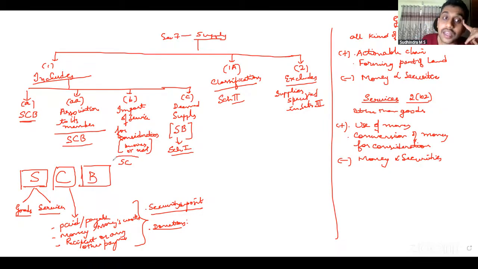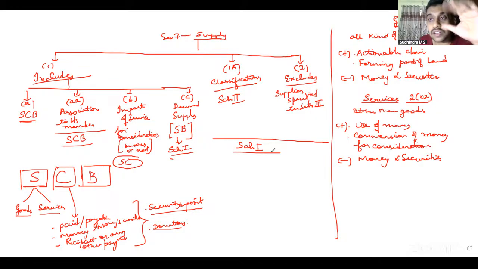SCB. In the case of import of service, the business condition need not be satisfied. So even if we are importing it for our personal purposes, if there is consideration, it will be considered as supply. Whereas under Schedule 1, we had discussed 4 entries. Those 4 entries, if supply and business condition are satisfied, will be deemed to be a supply even without consideration.